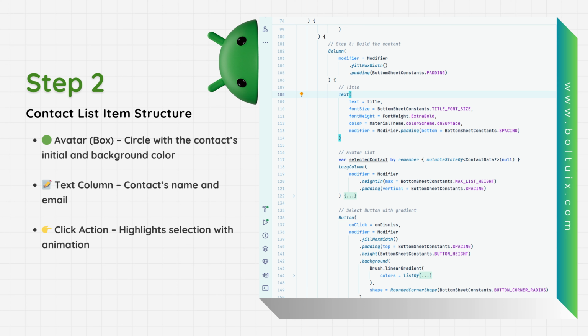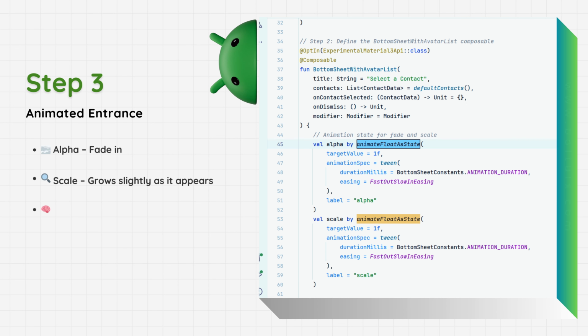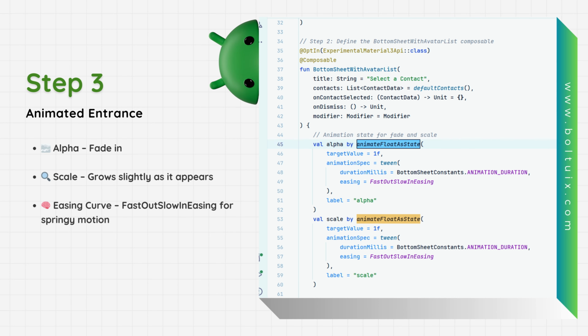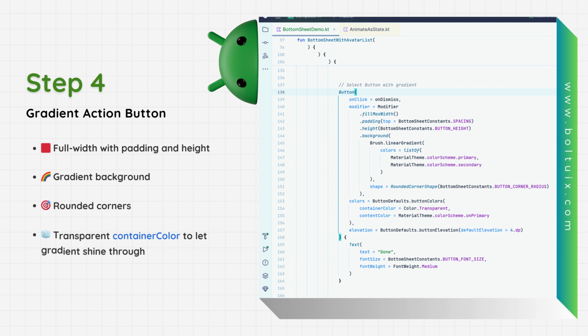Tapping a row triggers a scale animation and highlights the selection subtly. To make the sheet feel more responsive, we animate both opacity and scale. The result is a smooth fade-in and a light pop that brings the sheet to life. At the bottom, we place a stylish Done button. It features a full-width gradient and rounded edges for a premium touch.